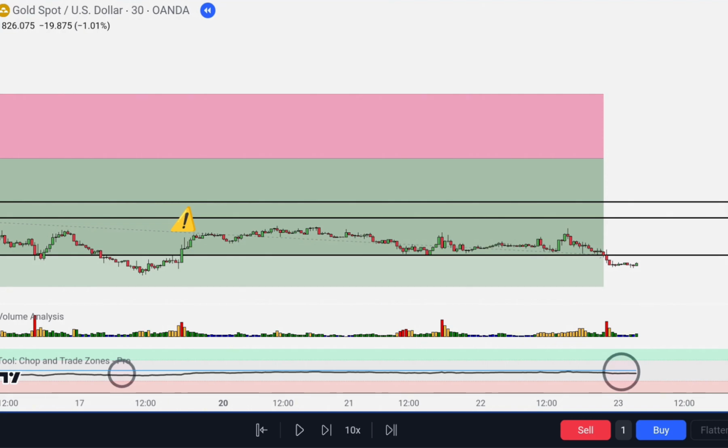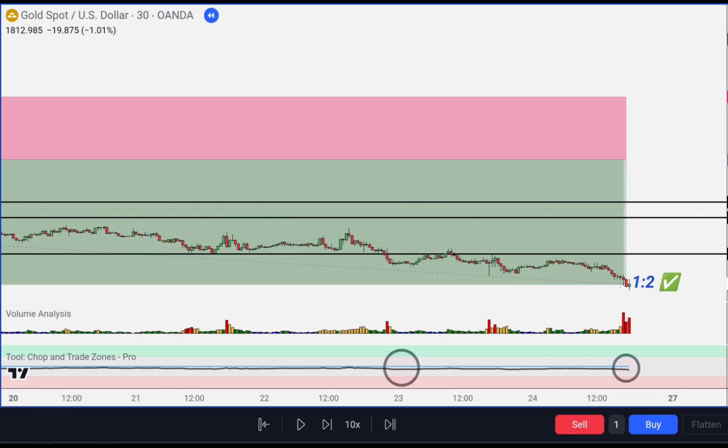Of course, we are still continuing to pursue higher targets. And we have achieved the 1-2 risk-reward ratio that we set as our initial target. As you can see, we have come step by step to this target.